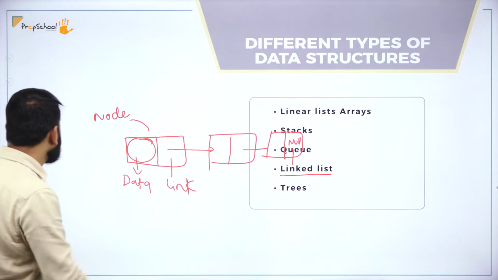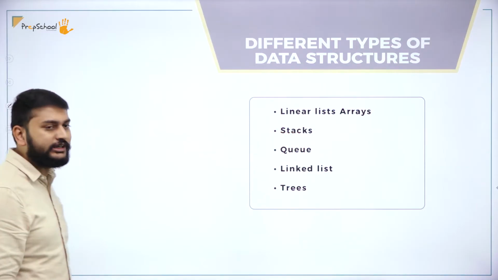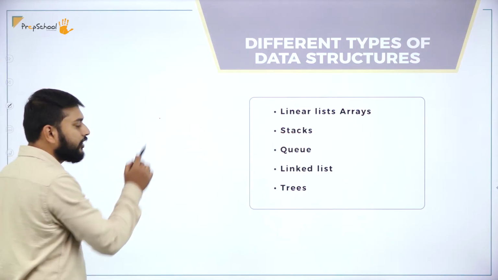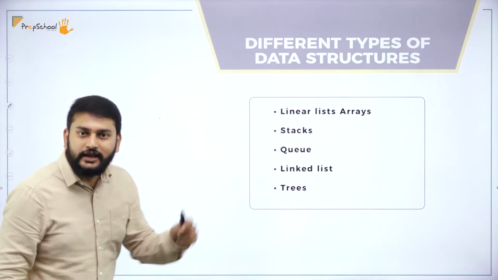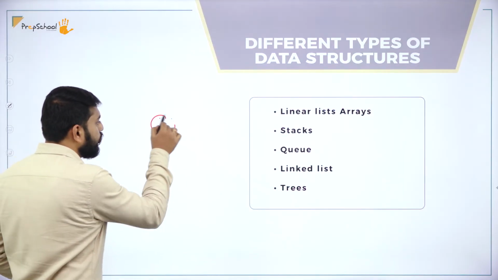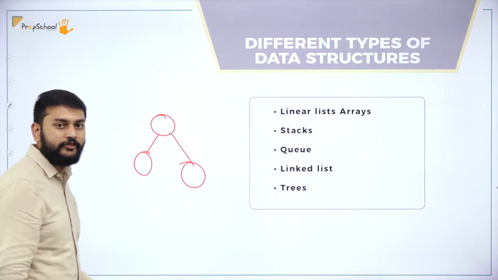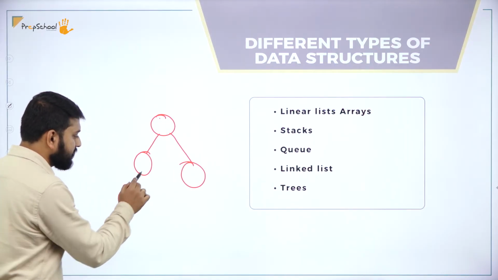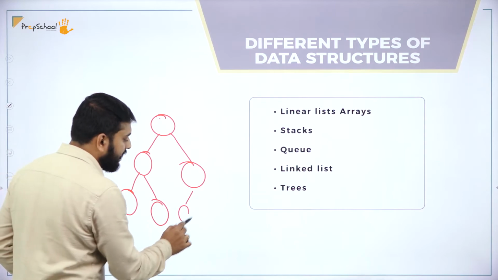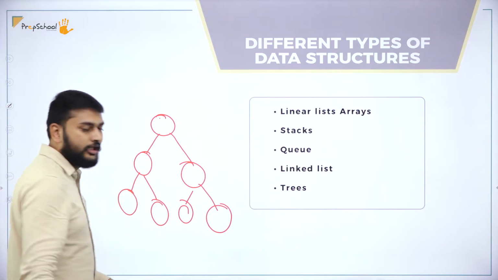Moving on to the next data type that we have: the tree. You are trying to represent the data in the form of a tree, that is, a root node. The root node will have the leaf nodes. So this is the structure of a tree. You will be representing your data in the form of a tree.